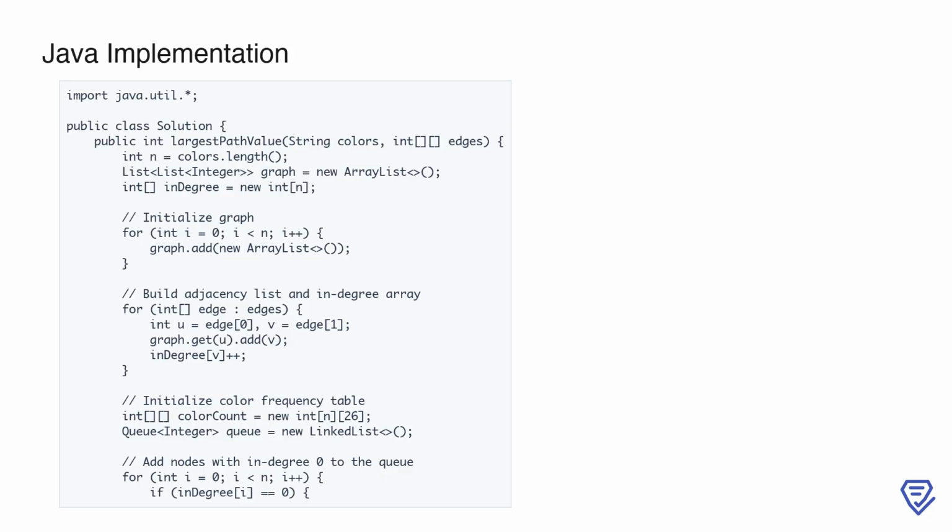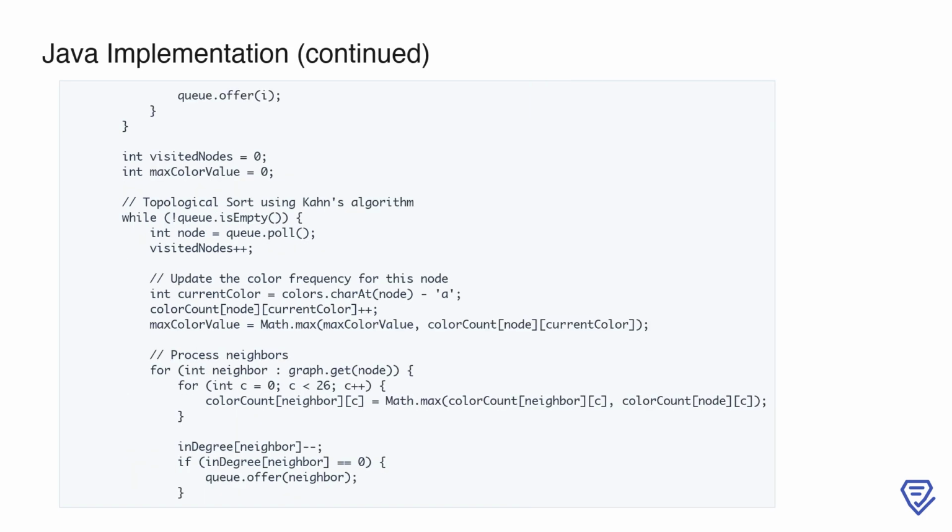Additionally, we initialize a 2D array colorCount to track the frequency of colors along paths for each node, and we create a queue to help with the topological sort. Finally, we add all nodes with 0 in-degree to this queue, as these nodes will act as the starting points for our graph traversal. Once the queue is populated, we proceed with the topological sort using Kahn's algorithm.